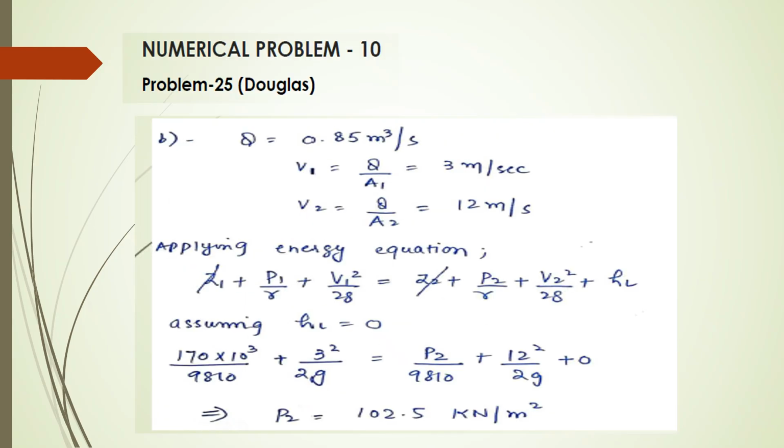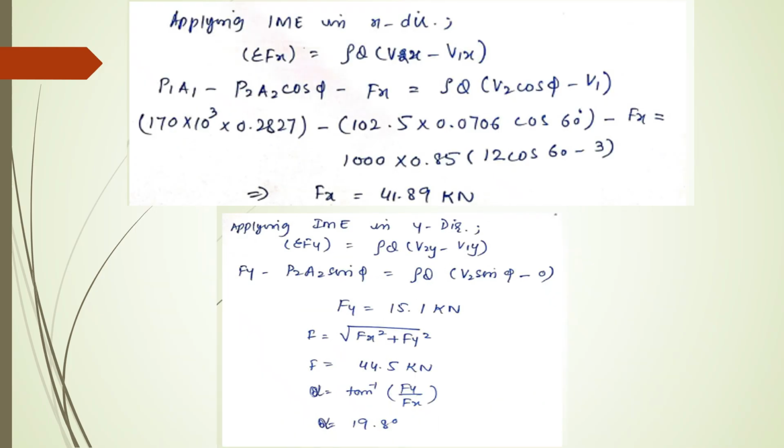Similarly, if you have discharge 0.85, then you need to apply the continuity equation to find V1 and V2. You need to apply the energy equation to find P2. P1 was given, but P2 is not there. If HL is given in the problem statement, okay. If not, then you can assume head loss equal to 0 and you can find your pressures. Once your parameters are known, you can find the x component, the y component, the resultant force, and the angle of inclination. So in a very simple way, you can determine your unknown parameters.